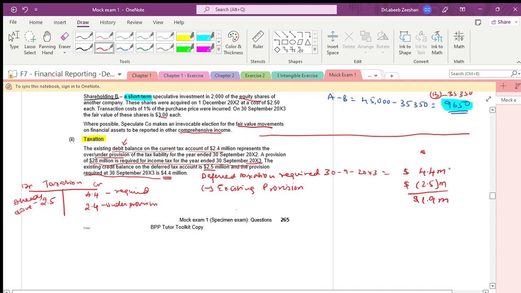Now additionally they have to make another provision. How much additional do they have to take? 28. This is a new addition, a provision of 28 million is required for the year. Now how much is there? It comes to 8, 4 plus 2, 10, 14, 134.8.